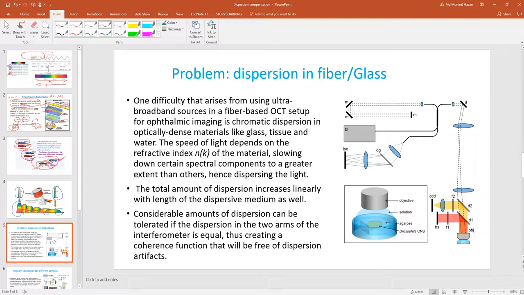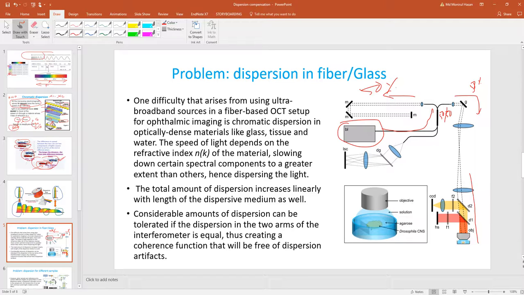Let's look at the OCT setup, how the OCT system sends the light. This is our laser source. We are sending light, and here is a fiber beam splitter. Say this is 50-50, just for example. That means 50% of the light will pass through the reference arm, and another 50% will pass through the sample arm.